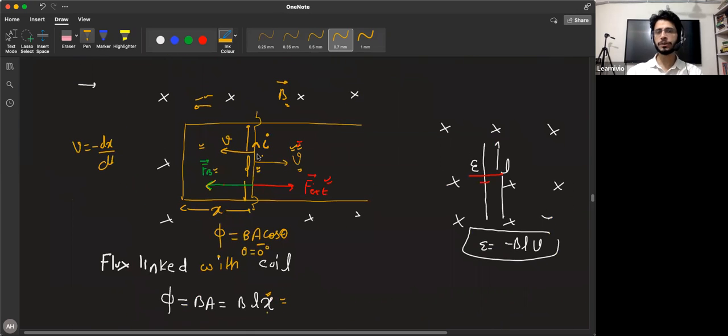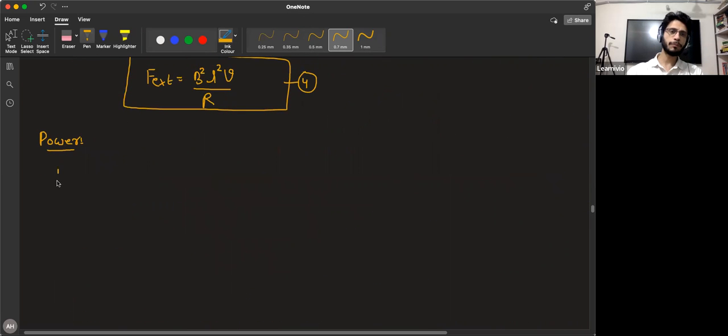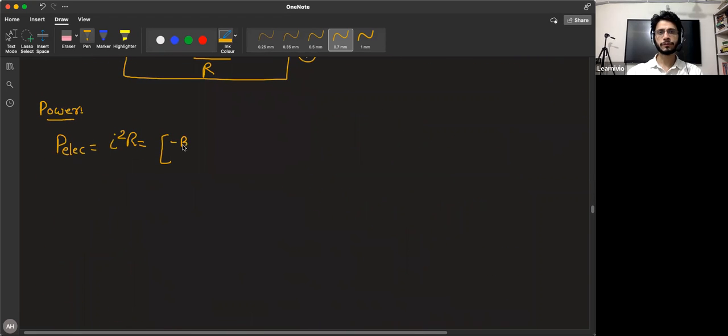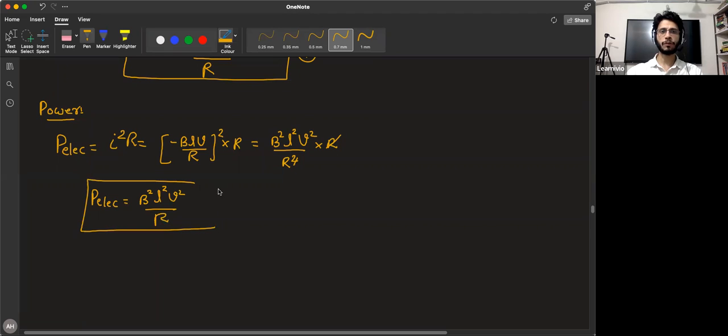So see, when you move this conductor, some current gets induced in it. That means the system will have some electric power. So you can say that electric power in the conductor is I square R. And what is I? This is the current I, minus BLV by R, whole square, multiplied by R. Then you have B square L square V square by R square multiplied by R. R and R square will cancel each other. So you can say the electric power is B square L square V square divided by R. So this is the electrical power generated.